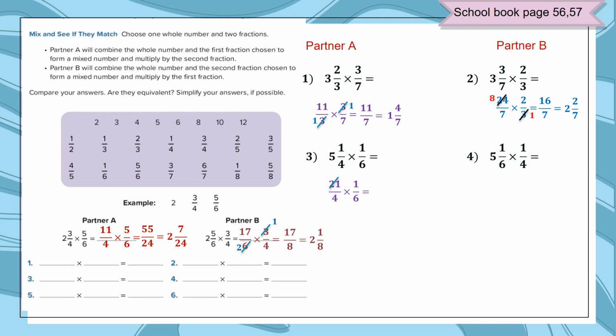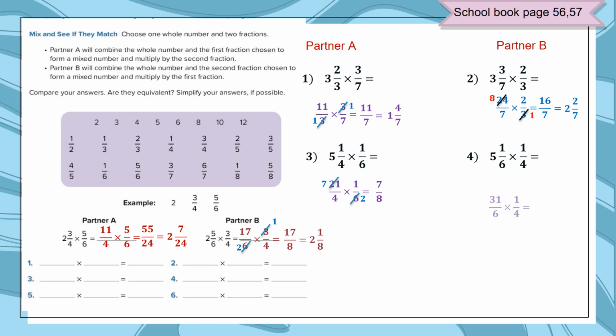Or we can simplify the numerator here and the denominator of the second fraction. So I will divide by 3. 21 divided by 3 equals 7 and 6 divided by 3 equals 2. Then multiply 7 times 1 equals 7 over 4 times 2 equals 8. So it will be 7 over 8.